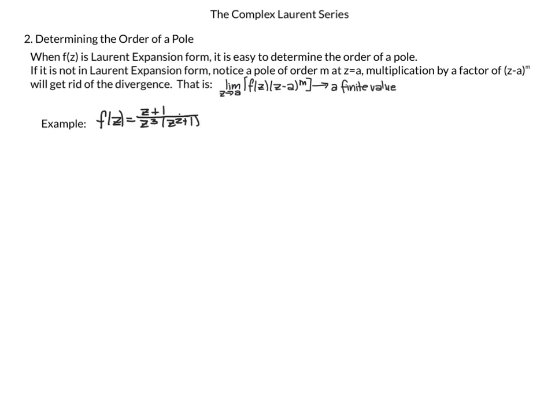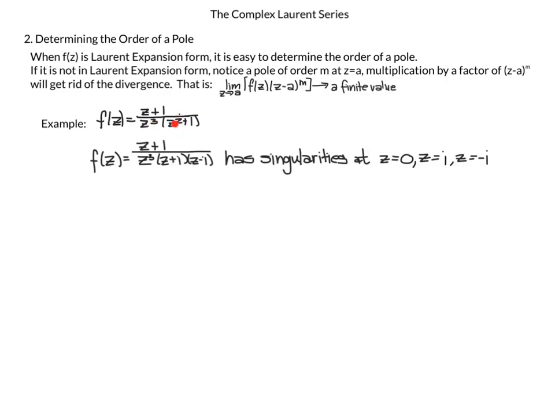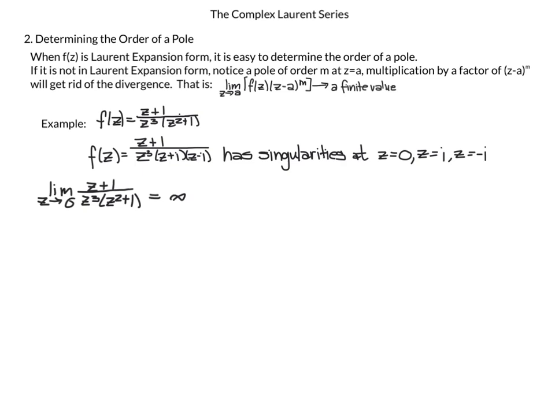Our next example is f of z equals z plus 1 over z cubed times z squared plus 1. I'll start by factoring this z squared plus 1 into z plus I and z minus I, and then I can note that we have singularities at z equals 0, z equals I, and z equals minus I. I will start by verifying the divergence at z equals 0. So the limit as z approaches 0 is 1 over 0. So it's not a 0 over 0, so you can't use L'Hopital. It's 1 over 0, so we are stuck with a function that diverges.